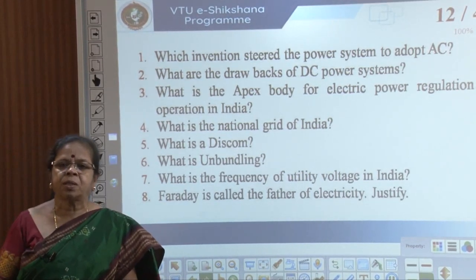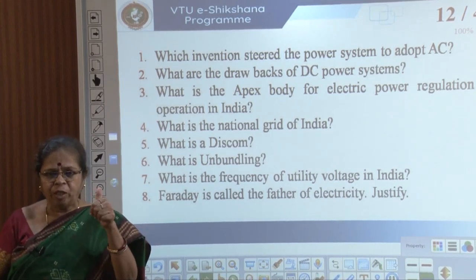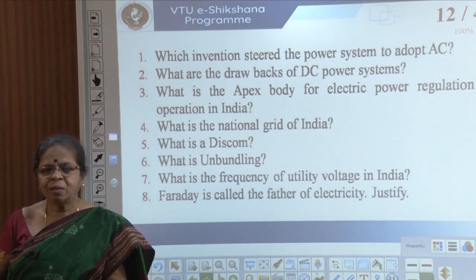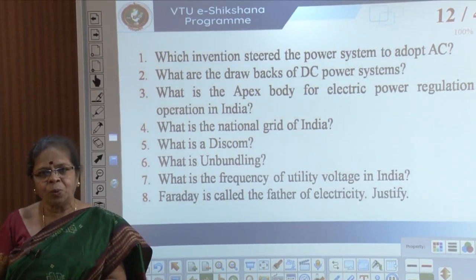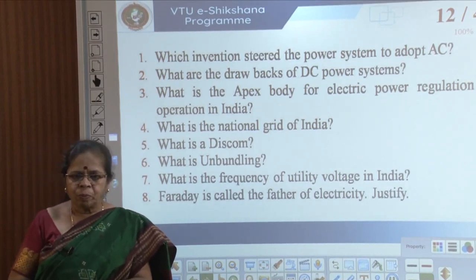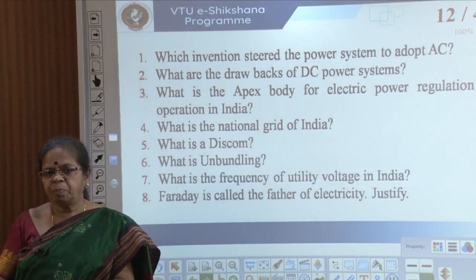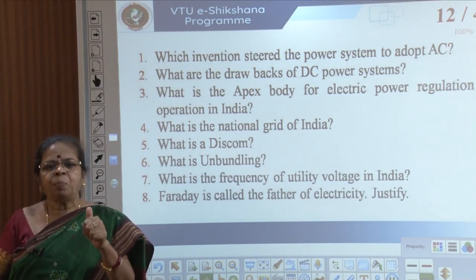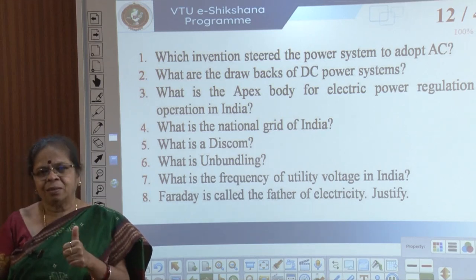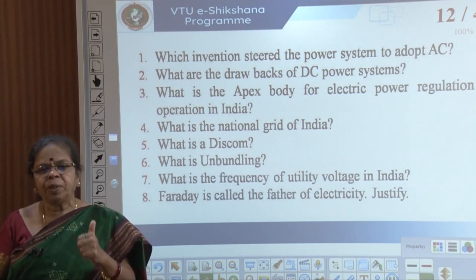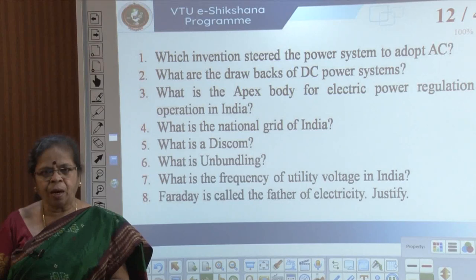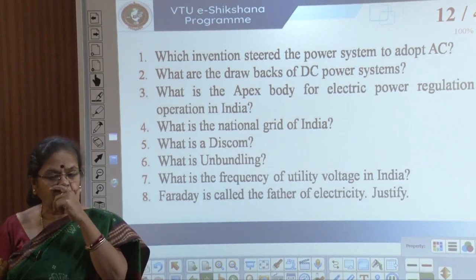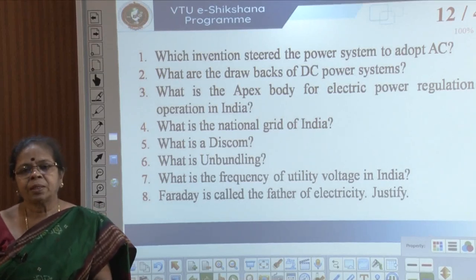Which invention steered the power system to adopt AC? If you are asked this question, which single invention, topmost? The answer would be the transformer, which facilitated a very easy change in the voltage level. Number two, what are the drawbacks of the DC power system? There is majorly one drawback, that is the lack of a device to step up the DC voltage. And this one drawback causes the other drawbacks, namely increased heat loss, I squared R loss, because of which DC was limited to smaller distances. The DC power system, not just transmission, the entire system power is with DC.